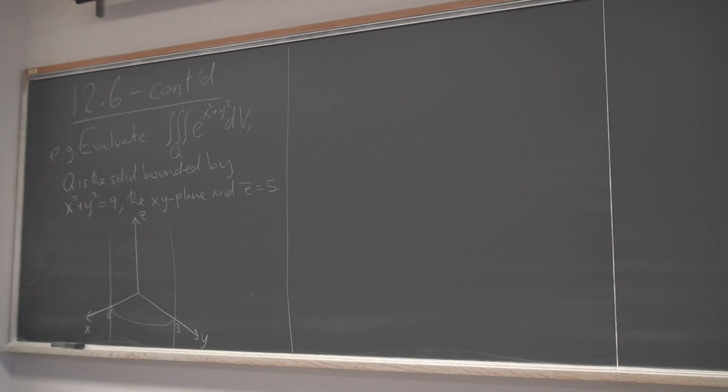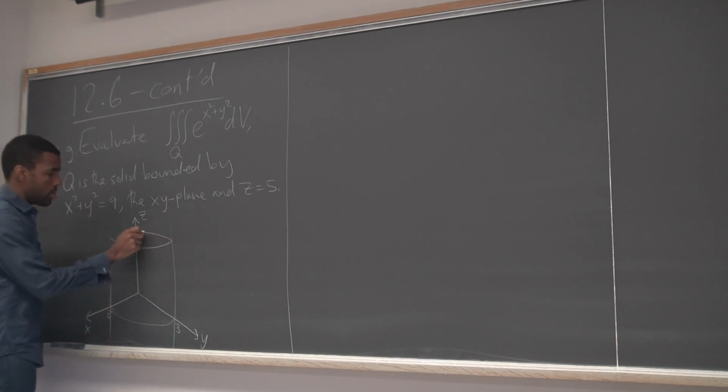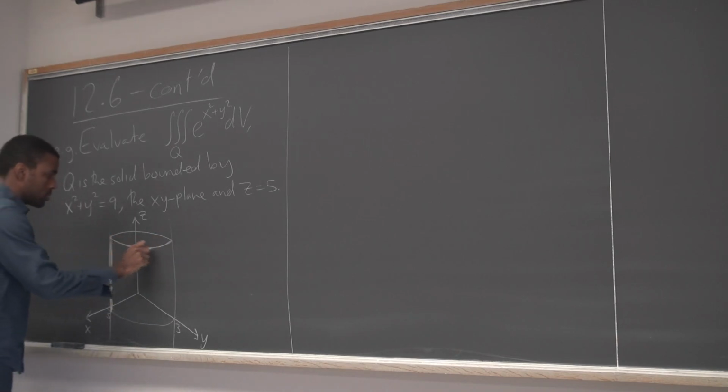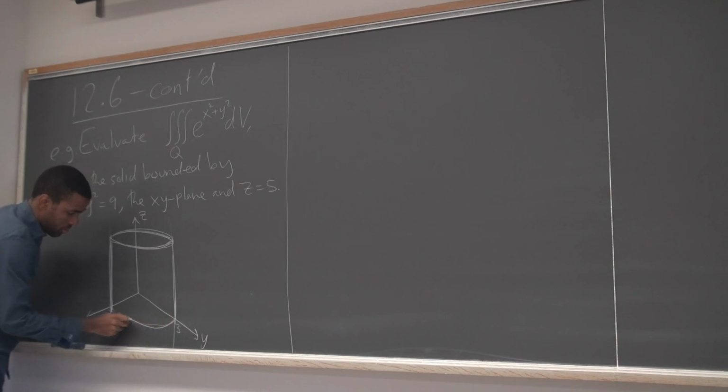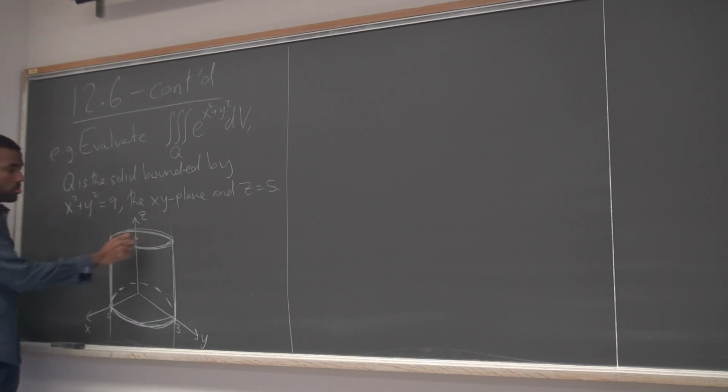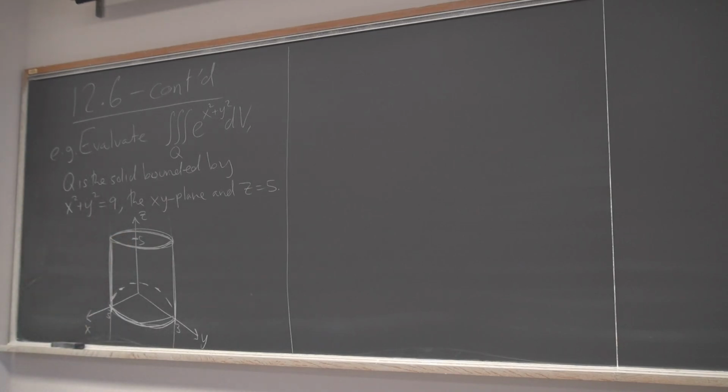What else do we know about it? The plane z is equal to 5. What does z equals 5 look like? It's not a circle. It's a plane parallel to the xy plane, right? So here I'm actually giving you a finite cylinder. Q is just a finite circular cylinder. The height is 5. So this is me describing an object to you, which is a cylinder of height 5.